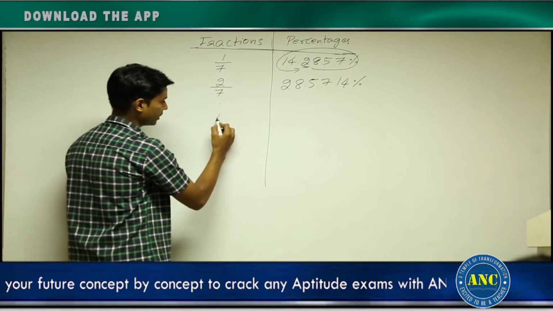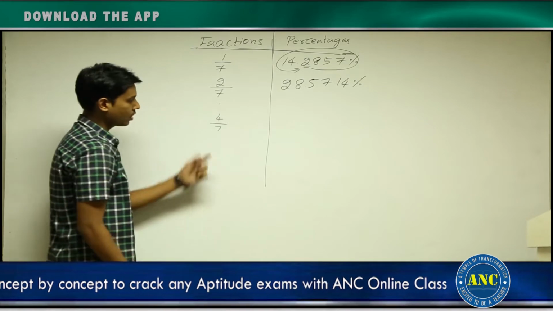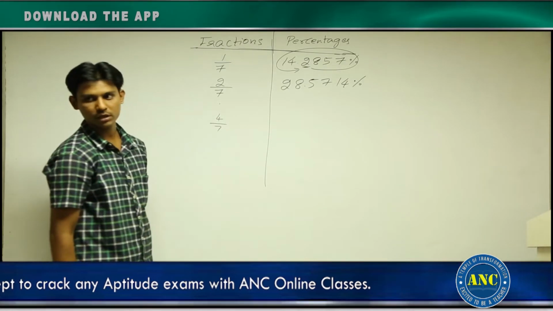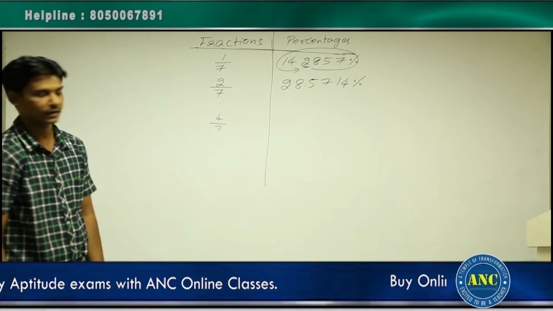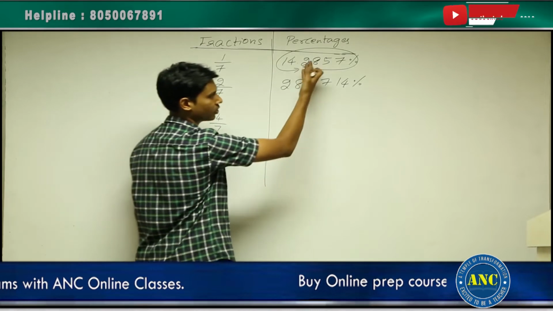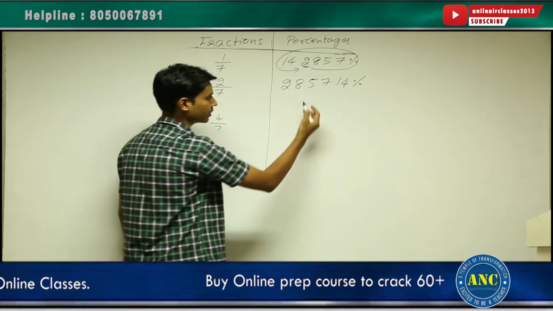Suppose 4 by 7. 40 by 7. How many times will 7 go into 40? 5 times. Start from 5. You take this one or this one, whichever is comfortable for you. 5.